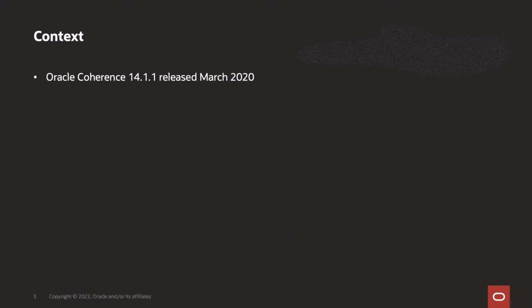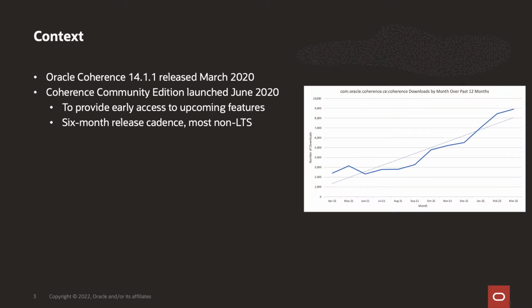For context, Oracle Coherence release 14.1.1 became available in March of 2020, so almost 2.5 years ago. And then in June of 2020, we launched Coherence Community Edition, which is an open source edition of Coherence. We did this to provide early access to upcoming features in Oracle Coherence. And our Community Edition software has a 6-month release cadence. We were making releases in June and December of each year, hence the numbers like 2206.